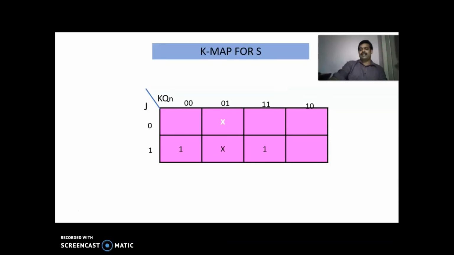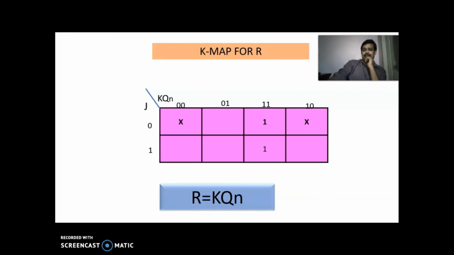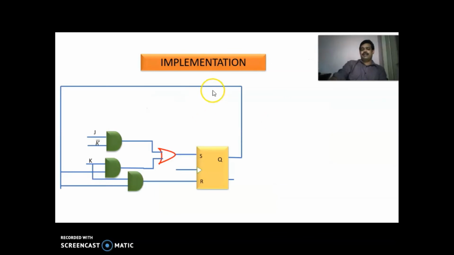So this is the K map for S. We are checking the column of S. Wherever we are having one and don't care, we are plotting and we are grouping and we are writing the expression. So this is the expression for S, and this is the expression for R. So we have plotted the ones and don't cares, and we have grouped and we are writing the expression. Then we are converting. So we are converting the SR into JK. Okay.